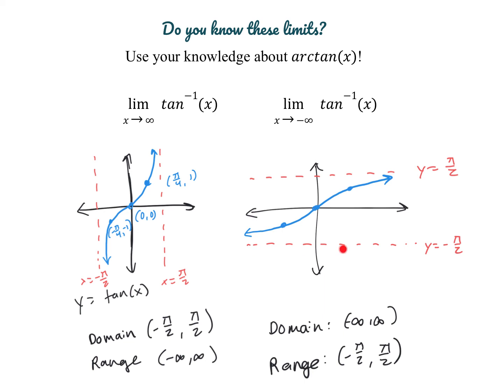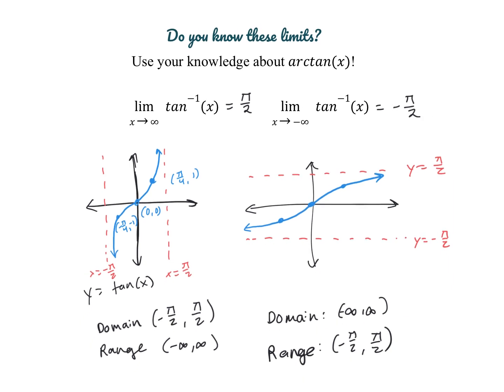And it will follow along those asymptotes. So we do have those horizontal asymptotes, which would define our limits. So the limit as x approaches positive infinity of the arctangent of x would equal pi over 2, and the limit as x approaches negative infinity of the arctangent of x would equal negative pi over 2. So that's just a little review, tying stuff back to some of our trigonometric functions.